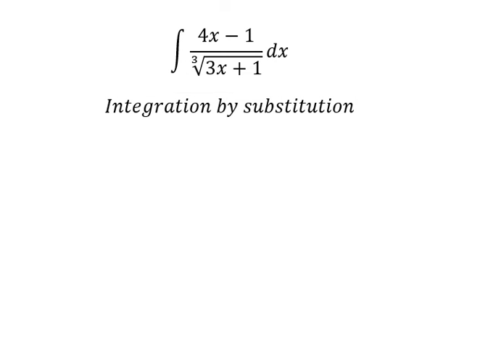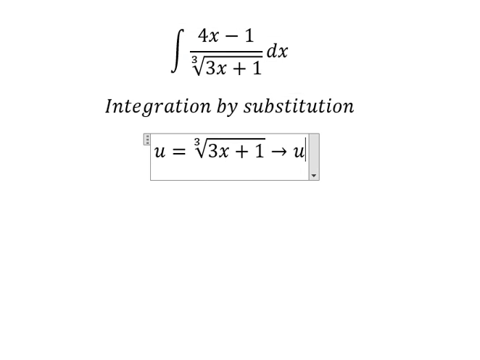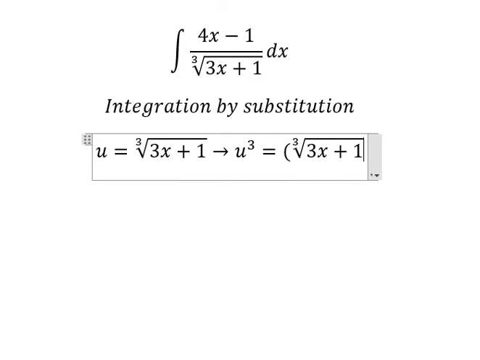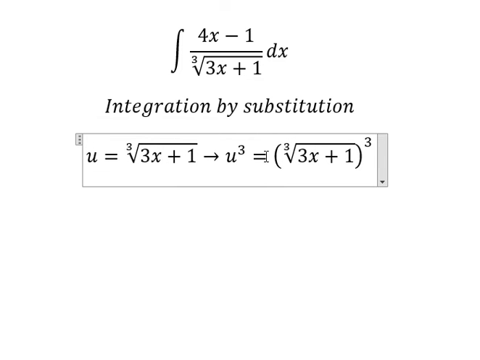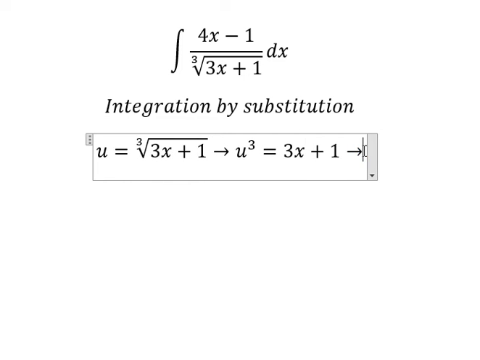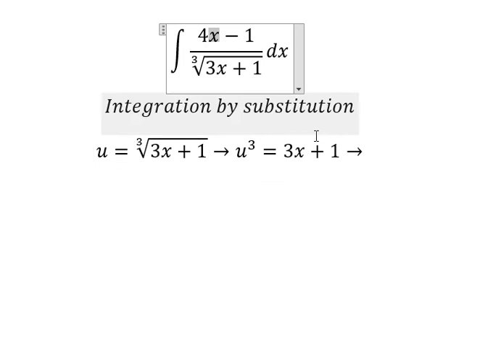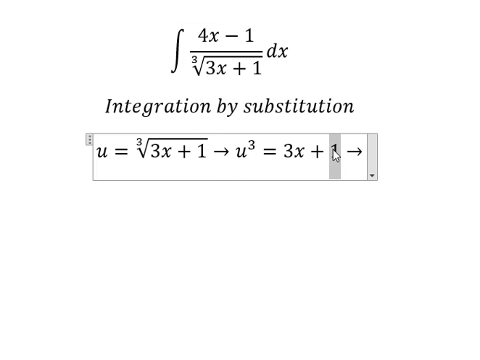So I will put u equals to this one. Later, we put the power 3 on both sides to cancel the root. Because we have x, that means I will put number 1 to the left and we divide both sides by number 3.